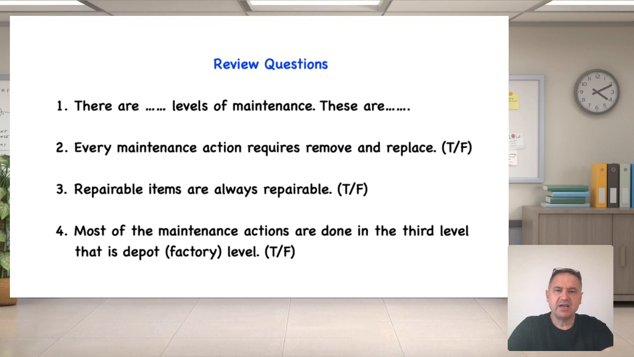Great. Now I will ask you some questions so that we make sure both of us understand the topic very well. The first question, my friends: how many levels of maintenance are there? Who is going to volunteer? How many? 2, 4? You got it. 3. There are 3 levels of maintenance. These are O level, I level, and D level.